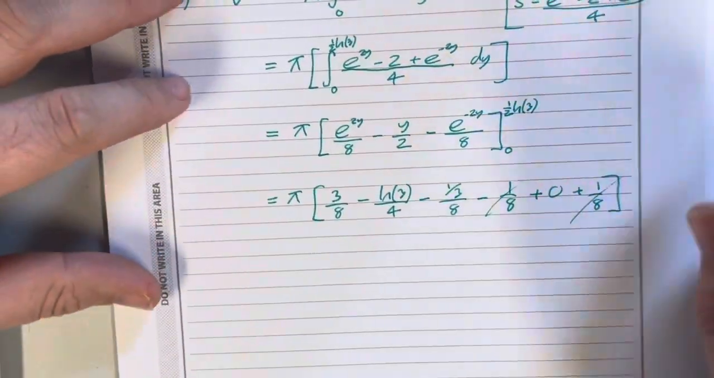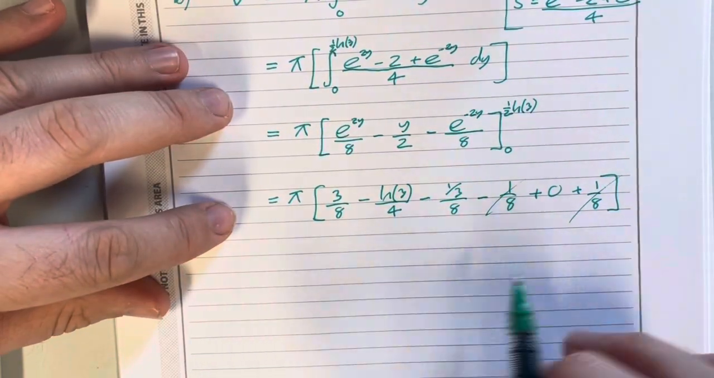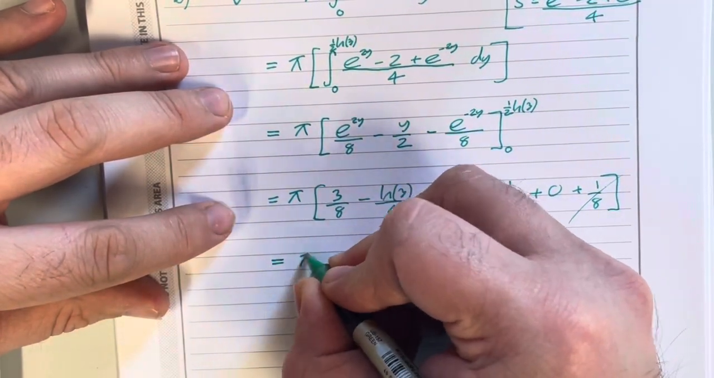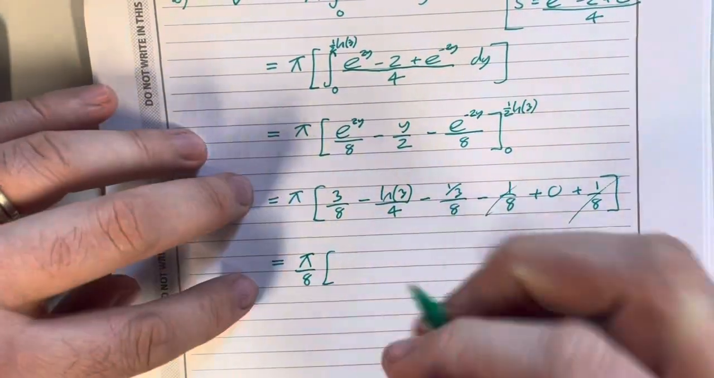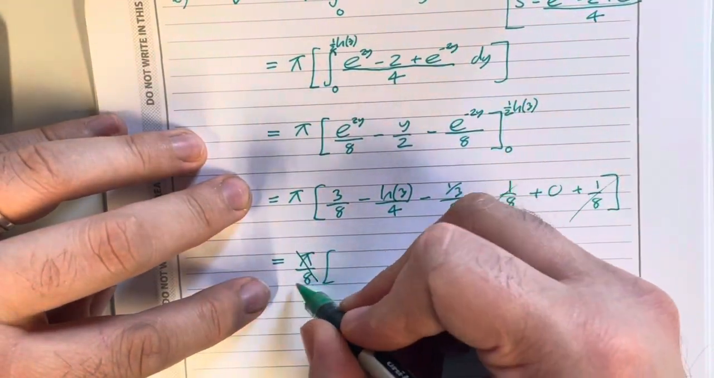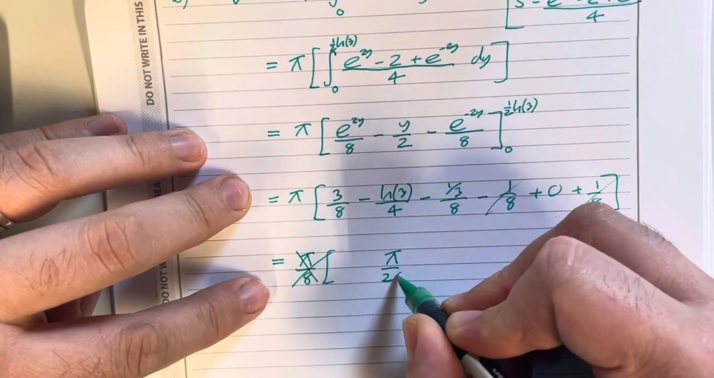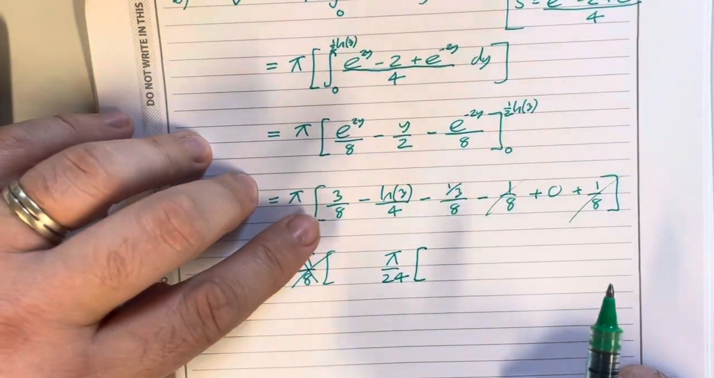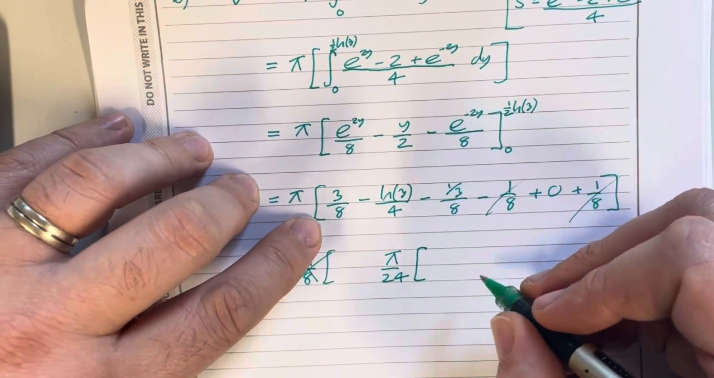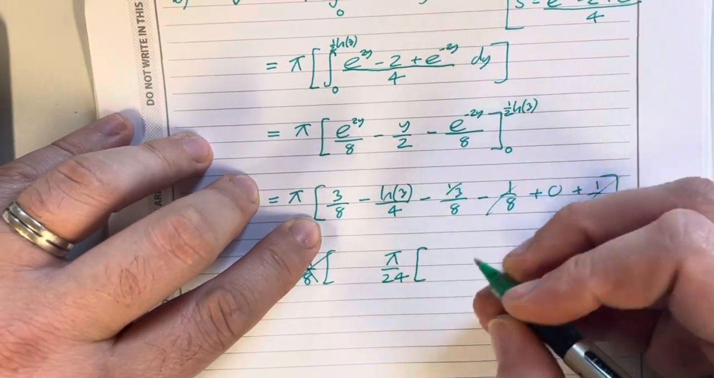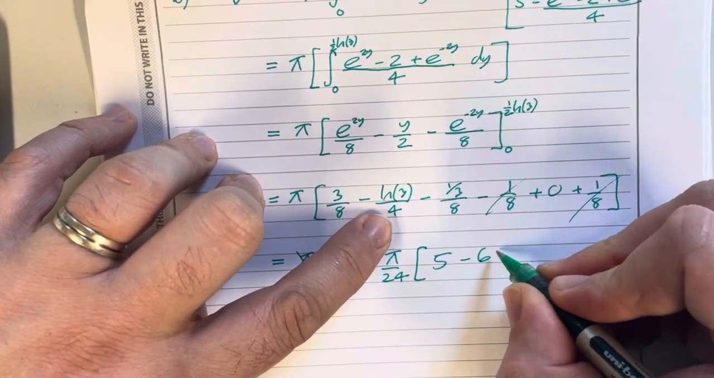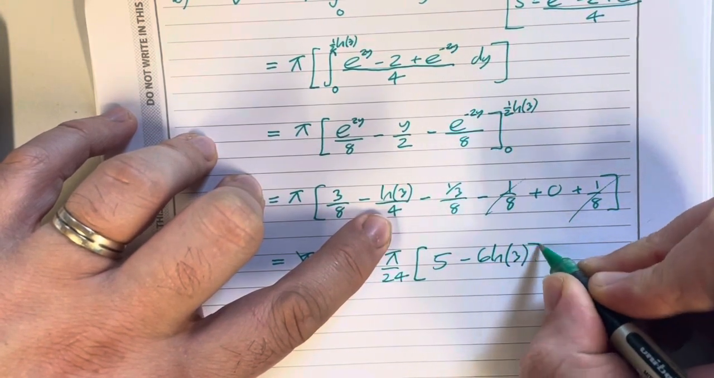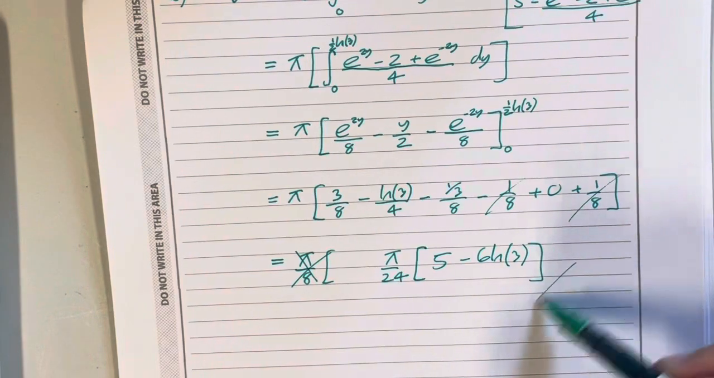So it's just a case of neatening this up. I'm going to pull an 8 out, just so I don't have any fractions kicking around. Oh no, I need to pull a 24th out even. Apologies. So if I pull a 24th out, I've got 6 here, and then minus 1 there, so that's 5. And then I will have minus 6 log 3 there. And I believe that's my answer.